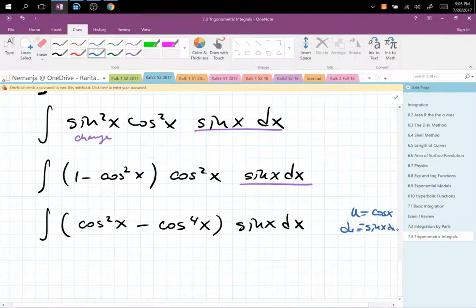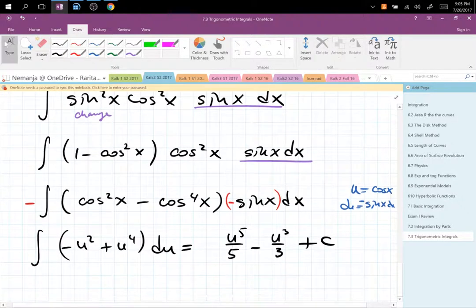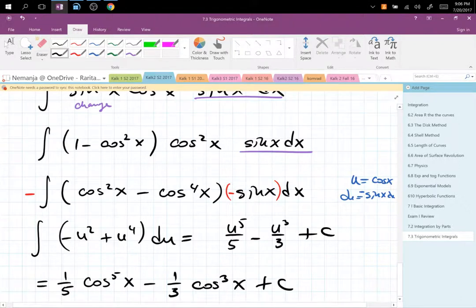Negative sine x dx, and we put those negative signs everywhere. Well, here the negative sign will propagate, and we get negative u squared plus u to the 4th du, and the whole thing is u to the 5 over 5 minus u cubed over 3 plus c. Then I don't care about u, I care about the x, right? Which is 1/5 cosine to the 5th x minus 1/3 cosine cubed x plus c.